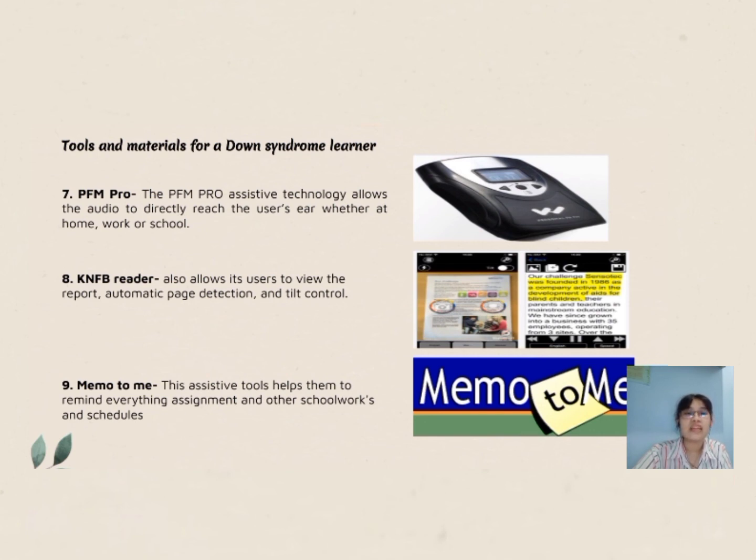So, next is the KNFB Reader. Also allows its users to view the report, automatic page detection and tilt control. Sa KNFB Reader app po, it converts text to speech and text to highlighting. So, app siya na pwede mo siyang itapat doon sa paper. Then, it will automatically read kung ano yung nakabasa doon and then kakapture niya lahat or i-highlight niya lahat ng details na masasabi niya. So, hindi mo kailangan siyang basahin. You just need to capture the paper with this KNFB reader.